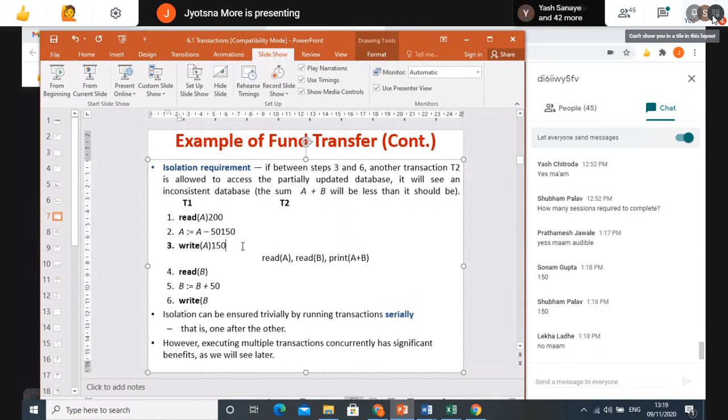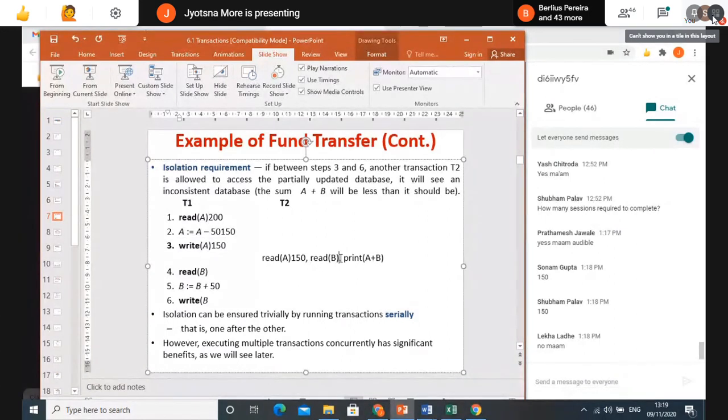From here, T2 is reading the value of A. So what will be the value of A here? 150, because T1 has written the value of A. Correct? So the value is updated in the database partially. And in between, T2 started. So the value T2 reads for A will be 150.